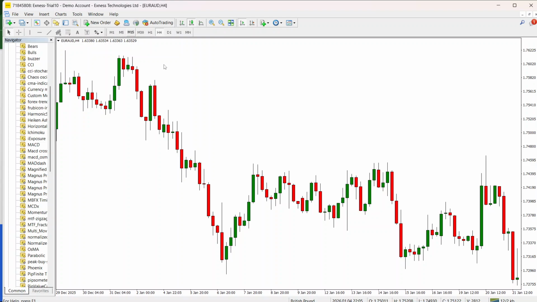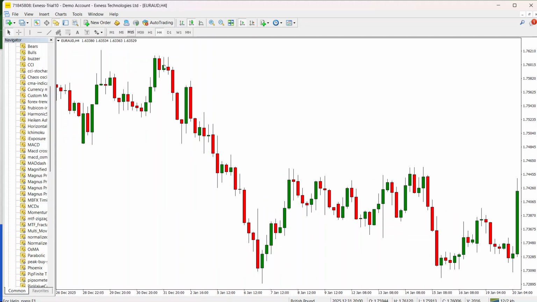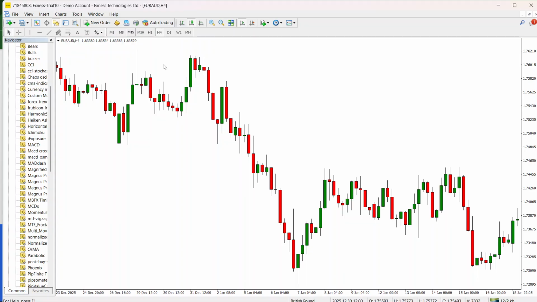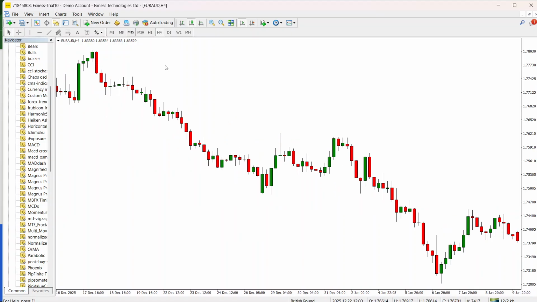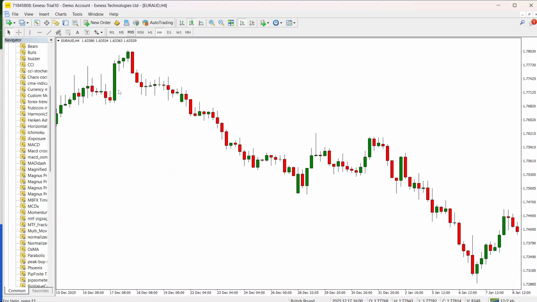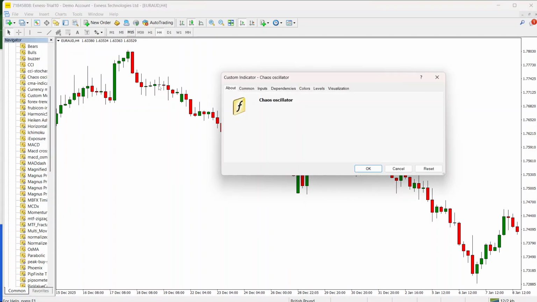Hello traders, in this video we are looking at the Chaos Oscillator Indicator for MT4. This is a volatility and momentum oscillator that blends the Awesome Oscillator with the average true range to gauge both direction and intensity of market moves. I'll load the oscillator on the screen so we can see how it looks in real time.